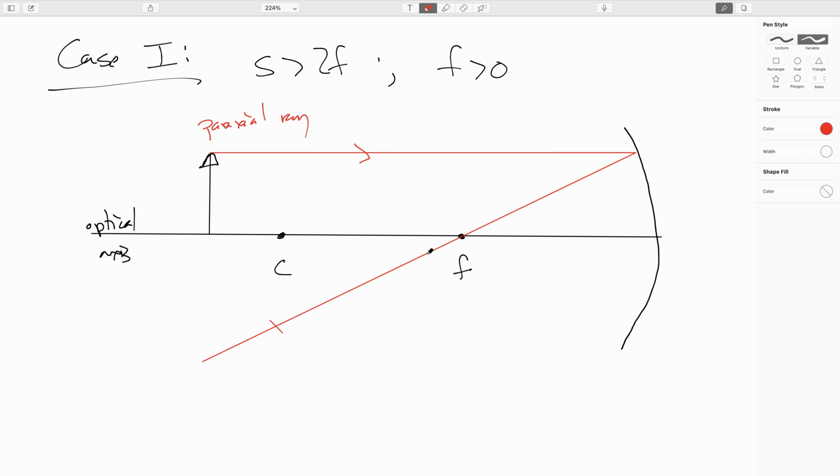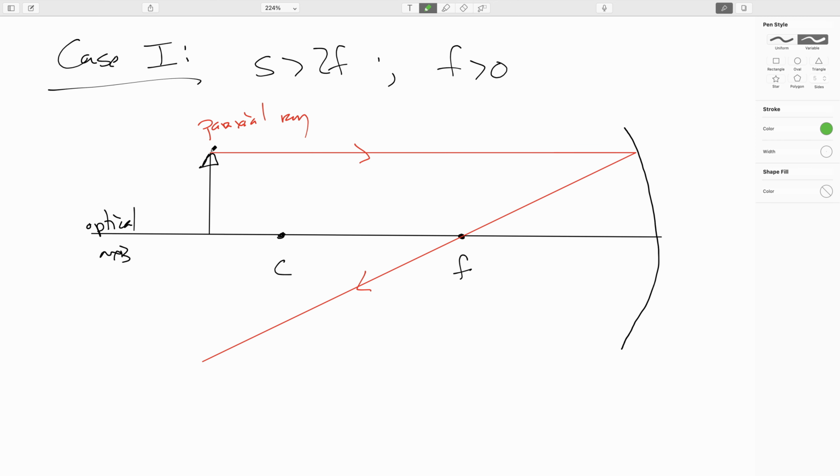Now, we've already encountered the central ray, but well, actually, we'll hold on the central ray for just a second. Let's introduce a new one. This one is the focal ray.